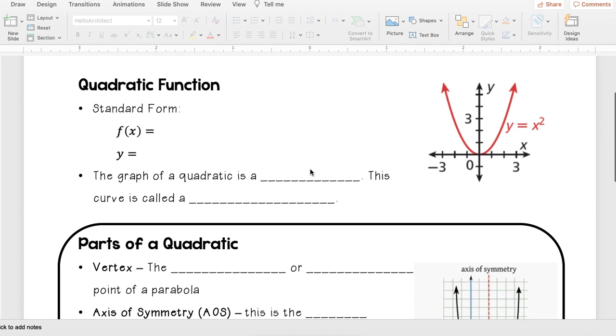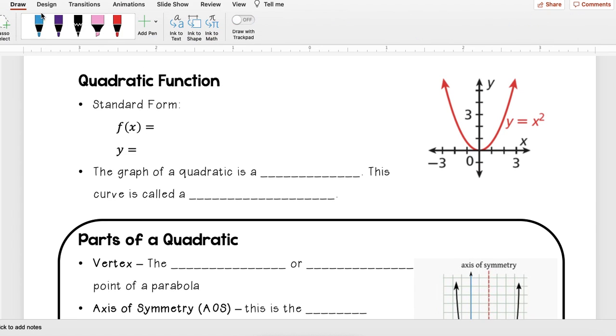And so for a quadratic function, what that looks like is you have this graph over here. The standard form of a quadratic function is ax squared plus bx plus c. You can also have y equals instead. And when you're graphing it, the graph of a quadratic function is a curve. And this curve is called a parabola. So you may hear it called a quadratic function, but when you're also looking at a graph, you may hear it also be called a parabola. And that's what it looks like right here.